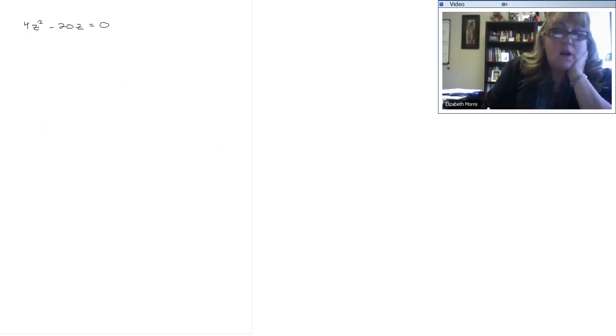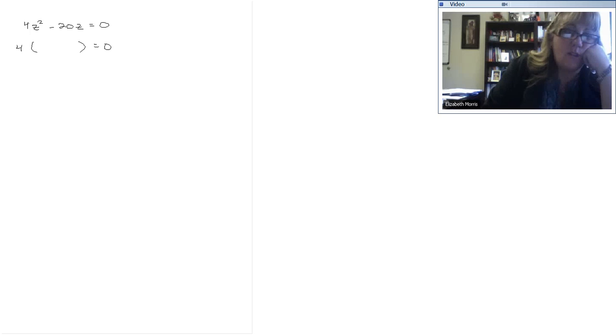What if I had 4z squared minus 20z equals 0? All right, is everything on one side, 0 on the other? Yes. Now I need to factor. Well, I only have 2 pieces, but what is the first rule of factoring? What can I take out here? I actually could take out a 4 and a z. If I took out a 4 and a z, I'd be left with z minus 5. I still have 2 pieces, this times this, so it is factored.